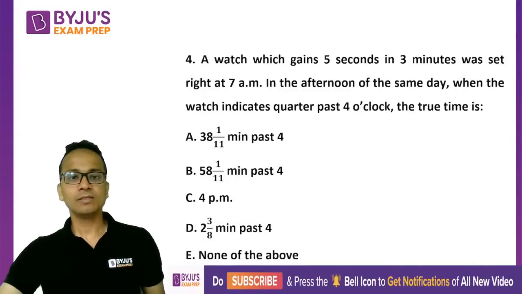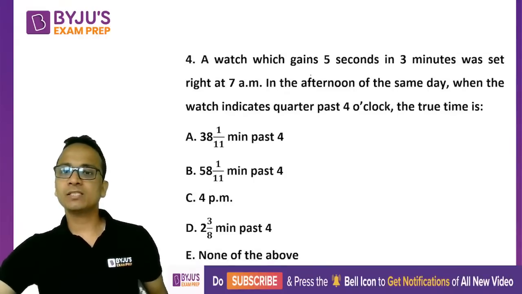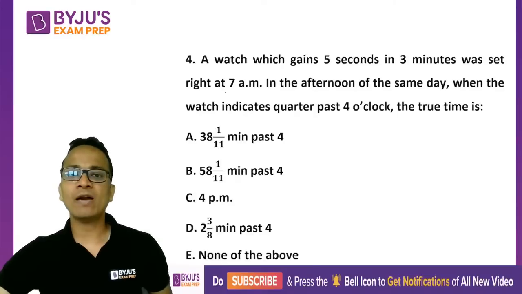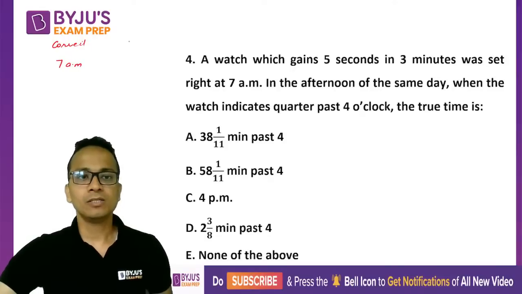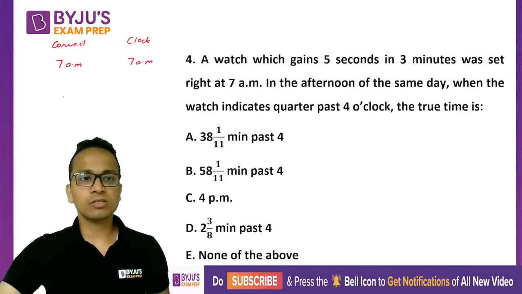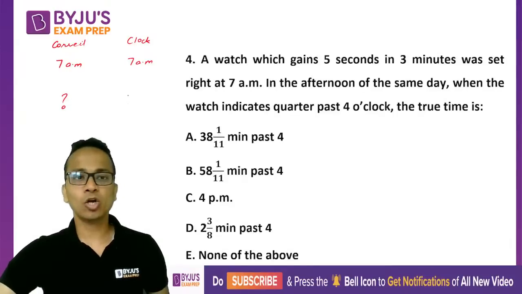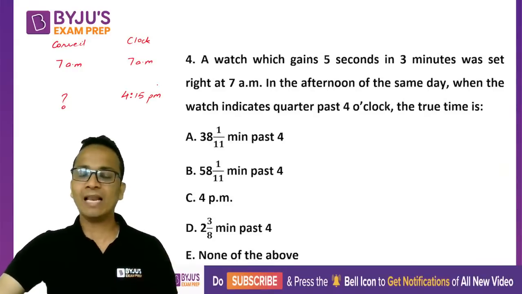Let's go ahead and look at this question. A watch gains 5 seconds in 3 minutes and was set correct at 7 a.m. So when the correct time is 7 a.m., this clock shows 7 a.m. Now we have to find out the correct time when the clock indicates 4:15 p.m. A little bit of calculation will be required.